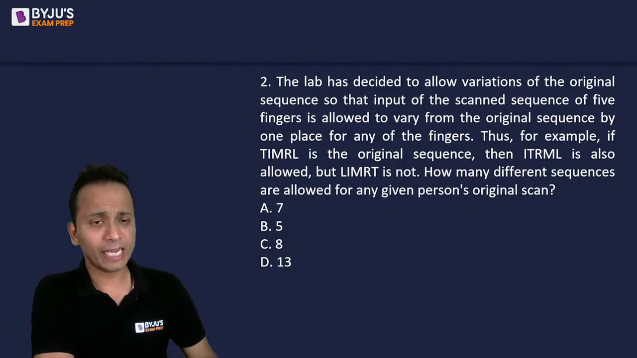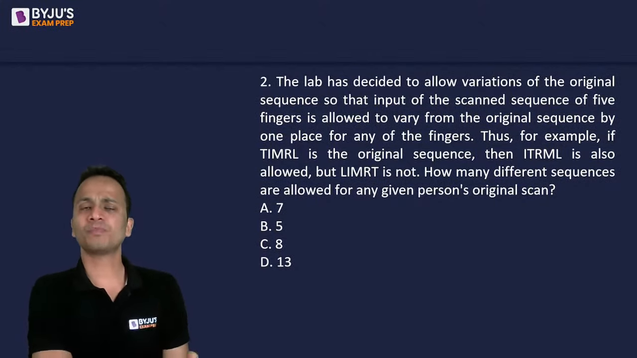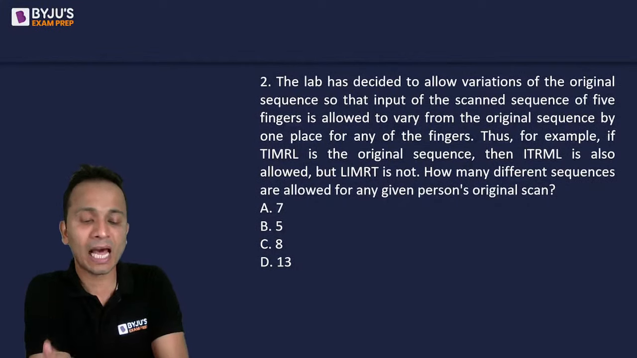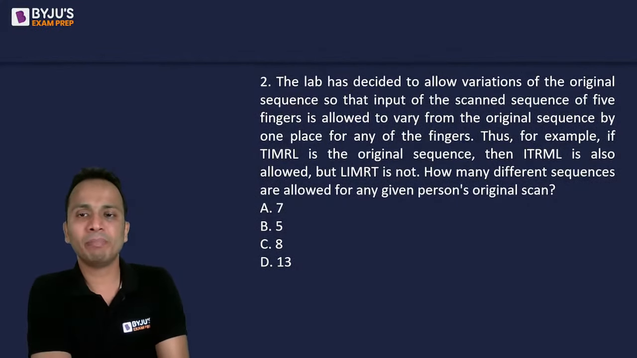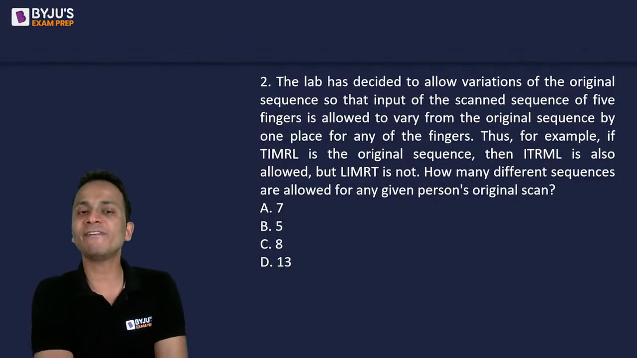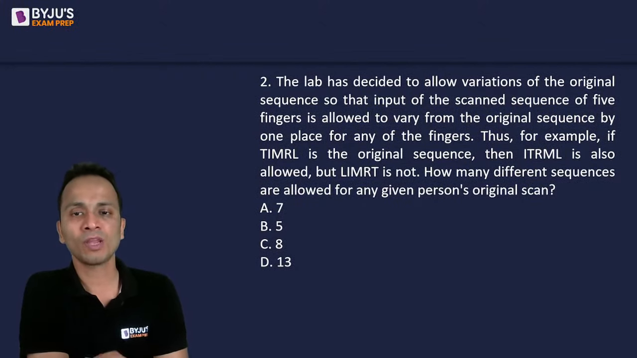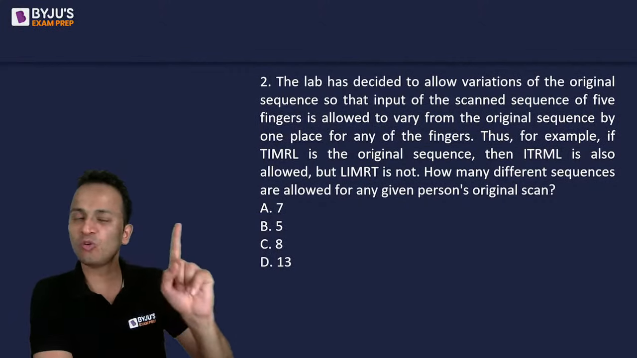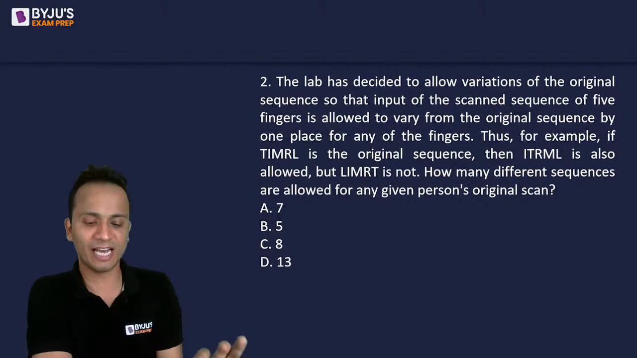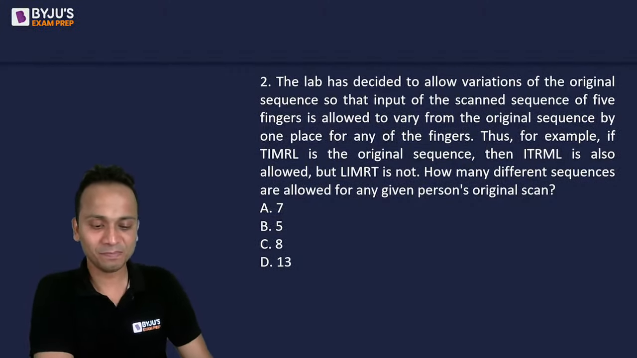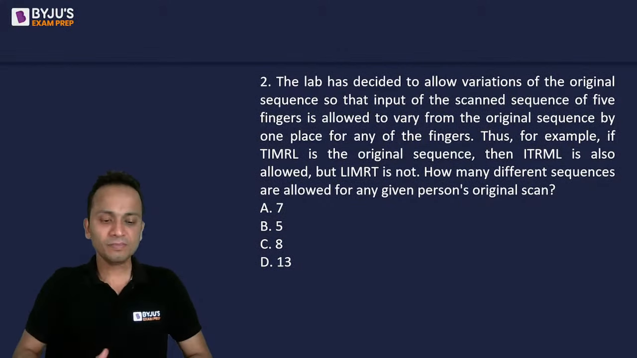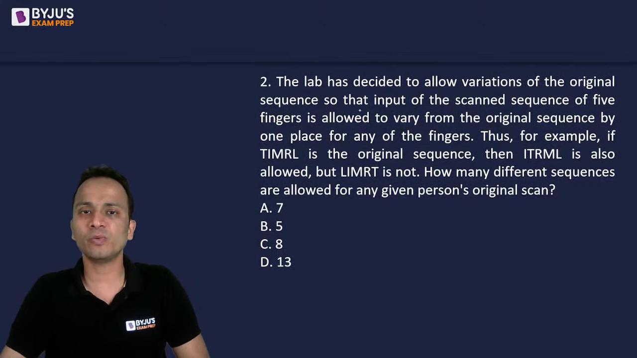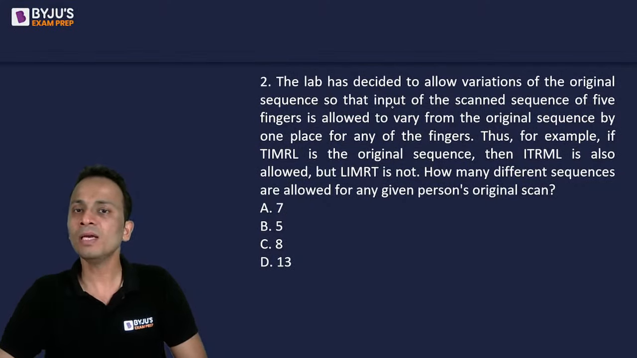Now, question number 2 again. So basically, they'll be telling you what relaxation the lab has allowed. And based on that, you'll have to find out how many different sequences are allowed for the given person's original scan. So please don't forget to add the original scan. Okay? All right. Chaliye.